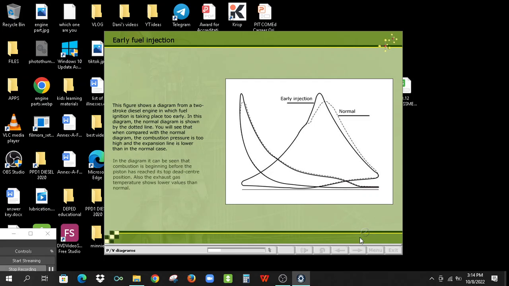In the diagram, it can be seen that combustion is beginning before the piston has reached its top dead center position. Also, the exhaust gas temperature shows lower values than normal.